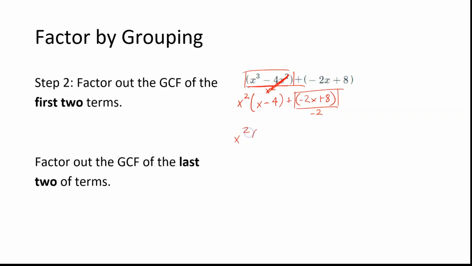I'm just going to rewrite my expression down here. This is work that I've already done. And then I'm going to take out that negative 2 and factor it out. So it goes in front, and then everything left over goes inside. Negative 2x divided by negative 2 leaves me with an x. And then 8 divided by negative 2 is a negative 4. And that's what I want. I want these two parentheses to look the same. I want them to be the same expression.